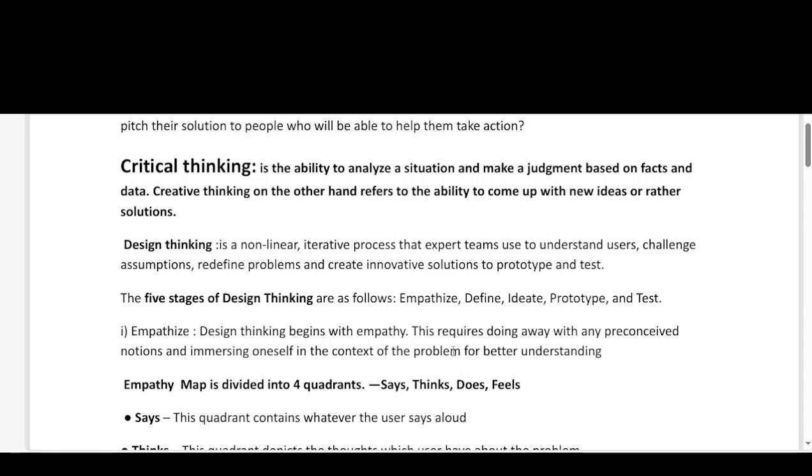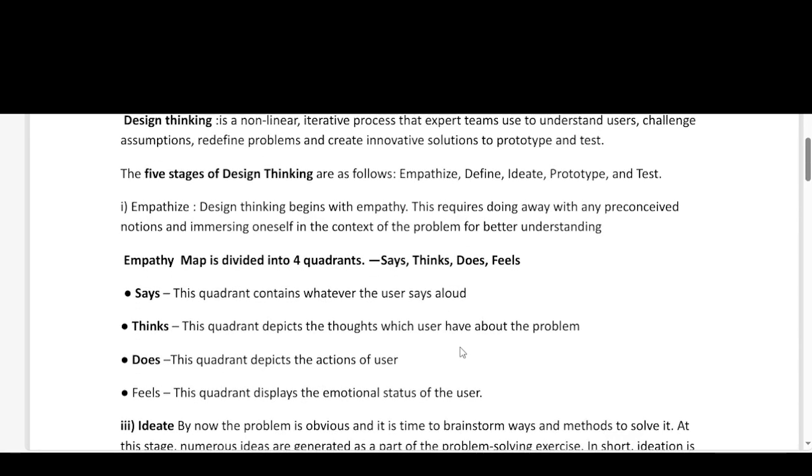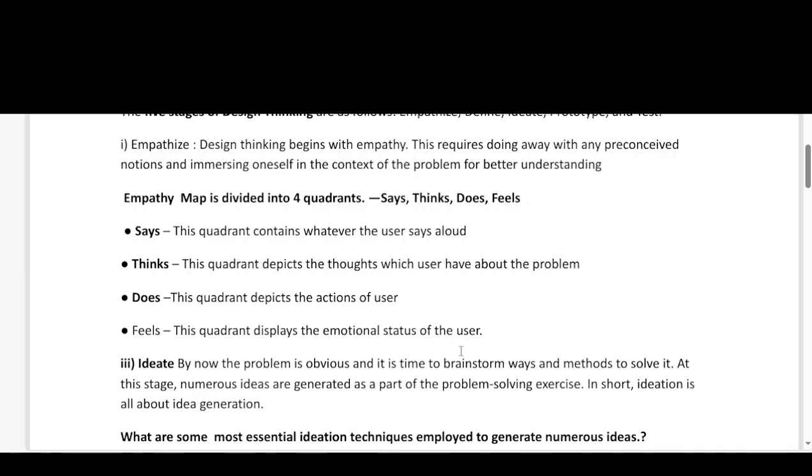Says: this quadrant contains whatever the user says aloud. Thinks: this quadrant depicts the thoughts which users have about the problem. Does: this quadrant depicts the actions of the user. Feels: this quadrant displays the emotional state of the users.